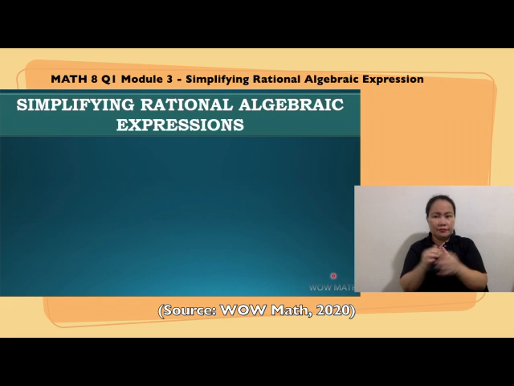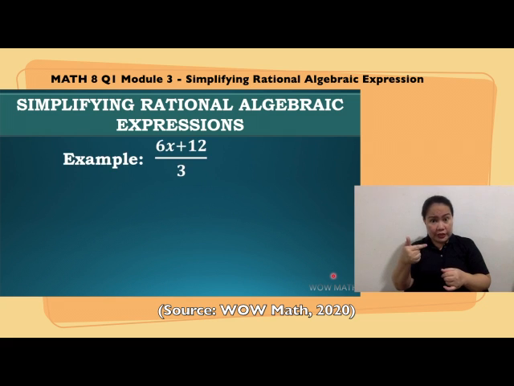Okay, let's move on to how to simplify rational algebraic expressions. Paano ba tayo nagsisimplify ng rational algebraic expressions? Simply, ang ginagawa natin dito is we are trying to get its lowest term, okay? If it's possible to find or use the GCF, do it. Okay, so let's have an example.